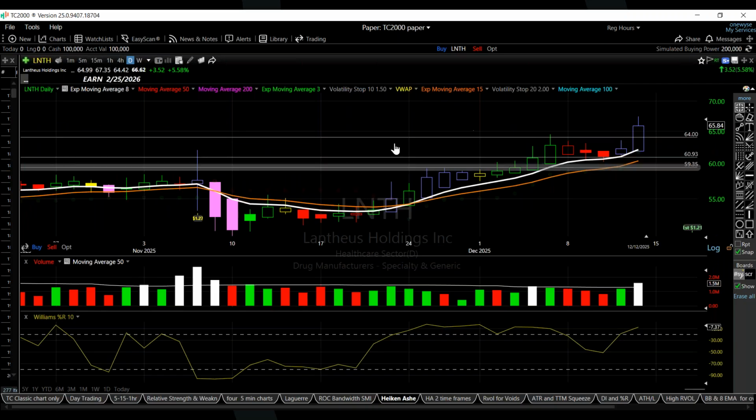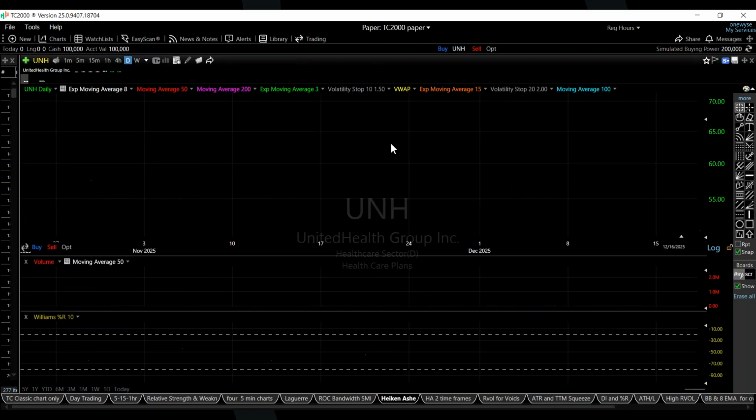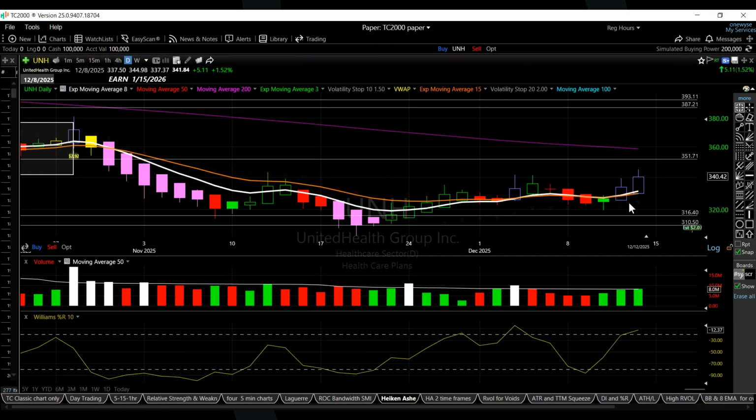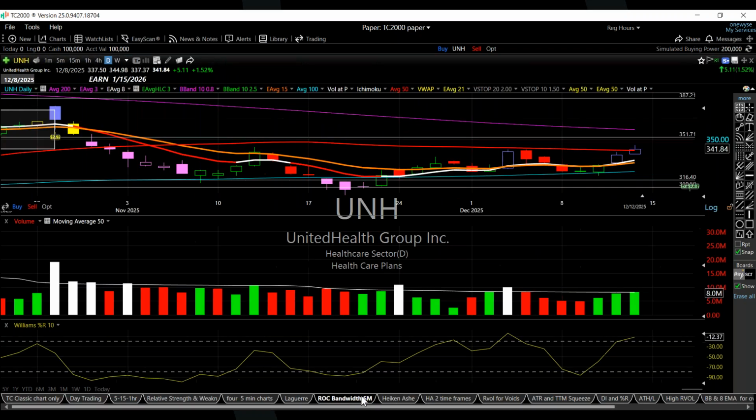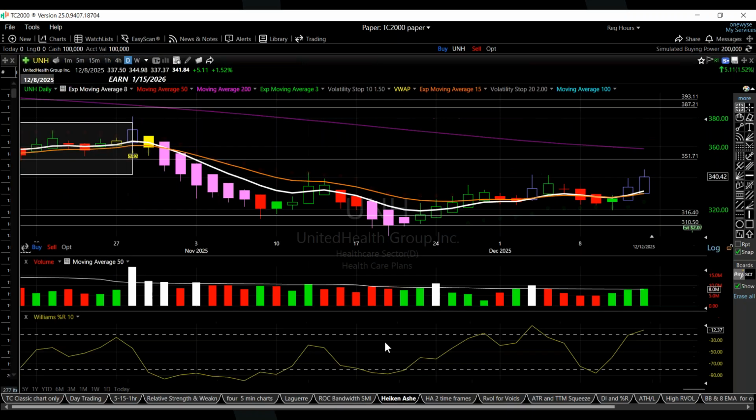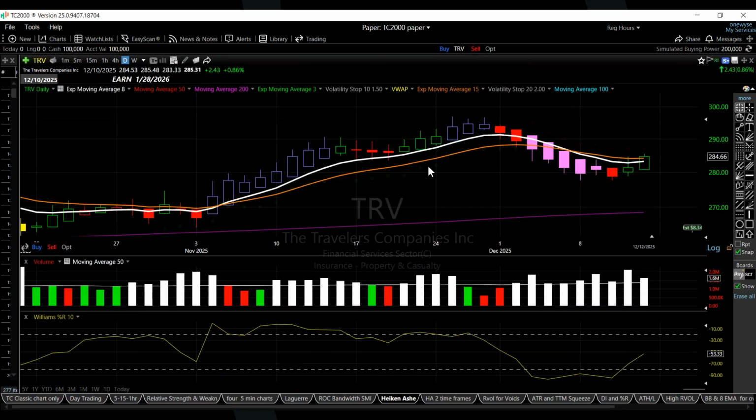All right, I got a few that I wanted to show you. This is UNH right here. Looks good. Heiken-Ashi reversal candle to the upside after being in a downtrend for a while. Nice look on that. There's the actual chart. And Travelers, TRV. Travelers, another nice Heiken-Ashi reversal, right? Flat bottom, flat tops, starting to reverse around and head back up the other way.